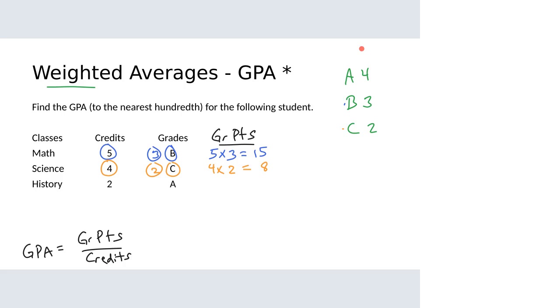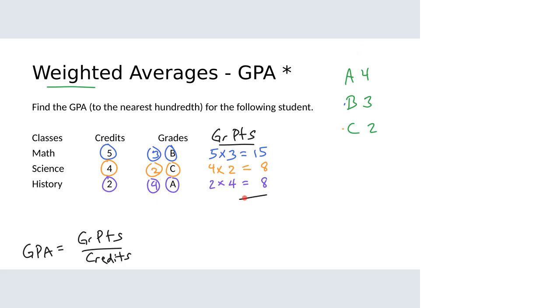If you see anything that you're unsure of, it doesn't make sense where those numbers came from or why we did a certain step, make sure you ask. Finally, this 2-credit history class, they got an A in it. So that's 4 points per credit. So 2 credits multiplied by 4 points per credit, they got 8 points for that history class.